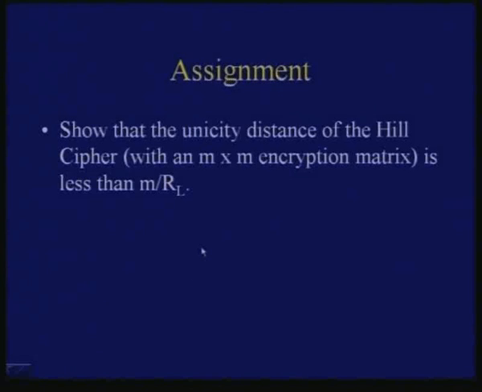With this I conclude my talk, but I would like to give you an assignment which you are supposed to submit before 20th. I have given you one assignment already. The other assignment is to show that the unicity distance of the Hill cipher with an m cross m encryption function is less than m divided by RL, where RL is the redundancy as defined in the class.